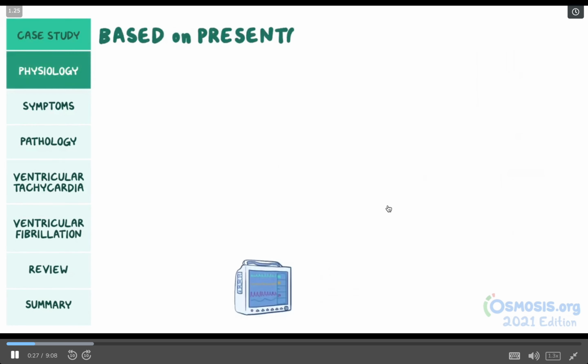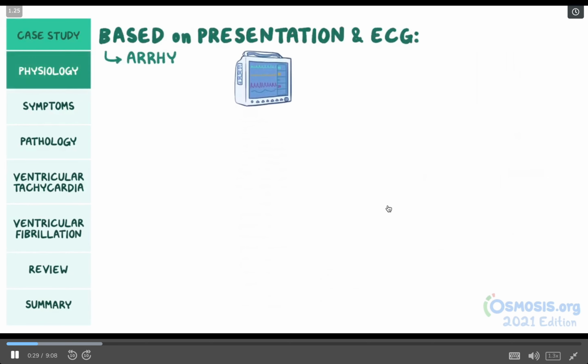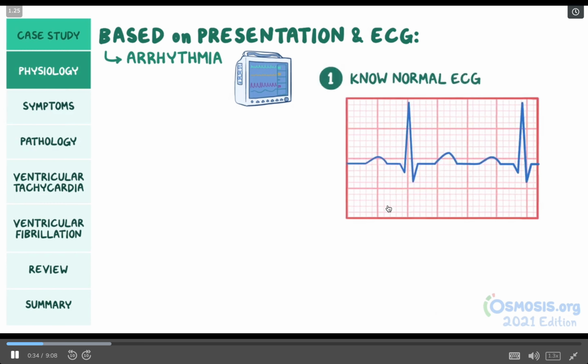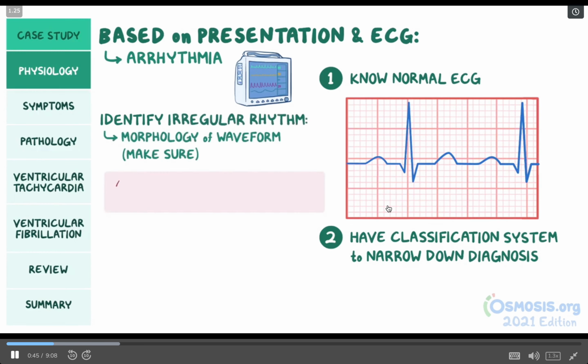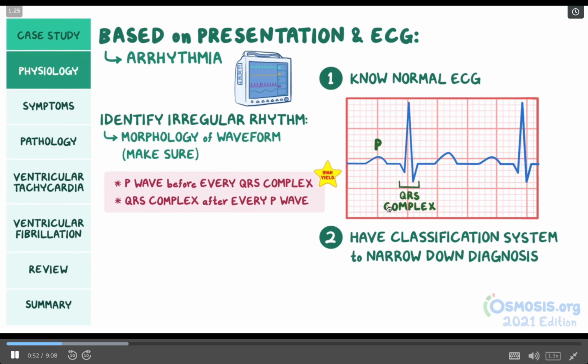Alright, so based on his presentation and ECG, Clint has some form of arrhythmia. The best way to approach arrhythmias is to, one, know what a normal ECG looks like, and two, have a good classification system to narrow down the diagnosis. To help identify an irregular rhythm, you can look at the morphology of the waveform and make sure that there is a P wave before every QRS complex and a QRS complex after every P wave.